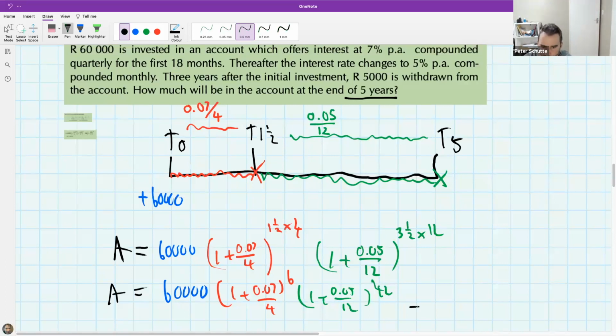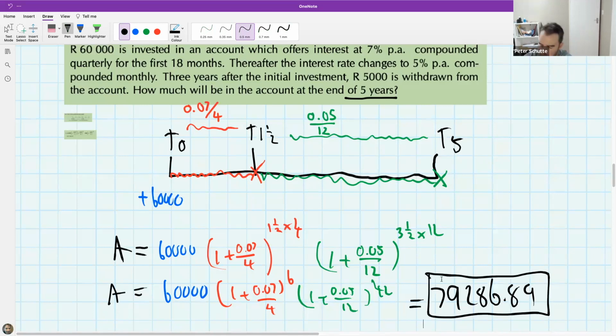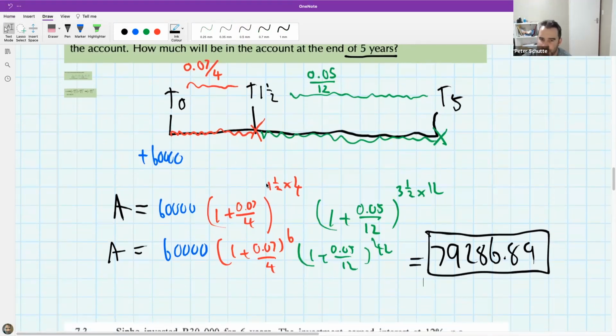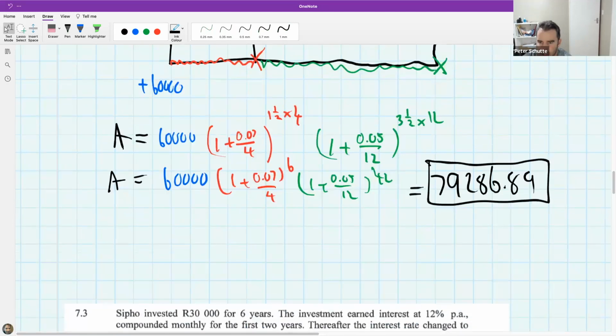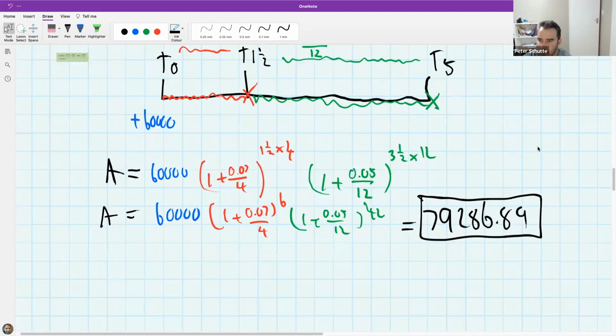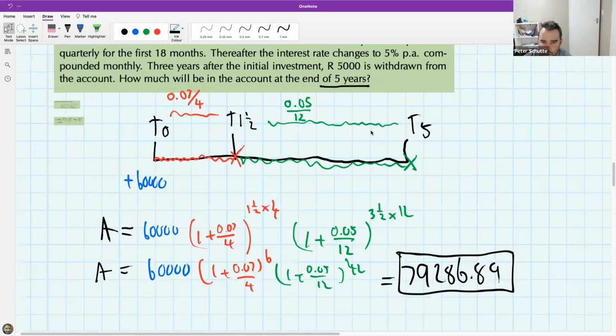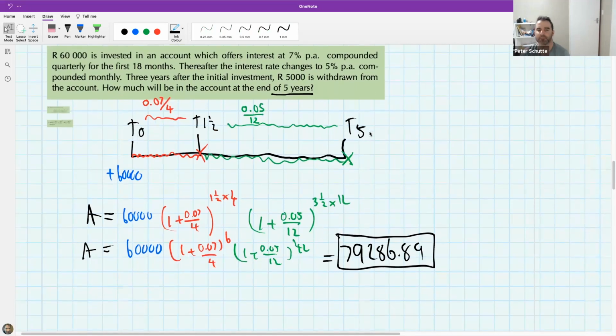Okay, so how much money do we have in our bank account if we just ignore the 5,000 withdrawal? Give me a thumbs up if you can get to 79,286.89. Let me zoom in a little bit too. Okay, now here's the thing. Clearly, that's not the final answer, right? The final answer needs to deal with the fact that I took 5,000 out at some point.